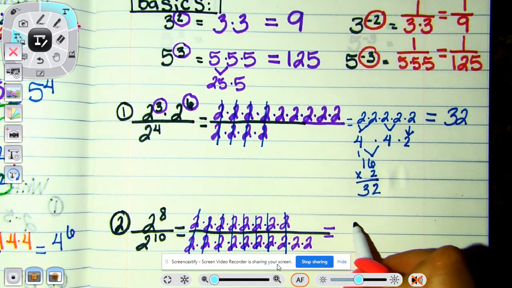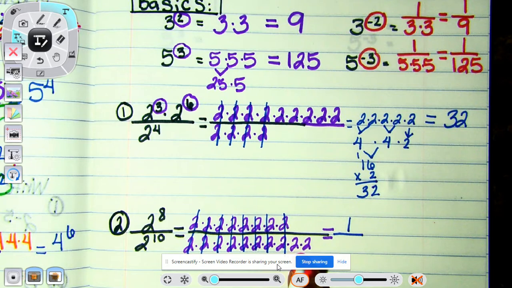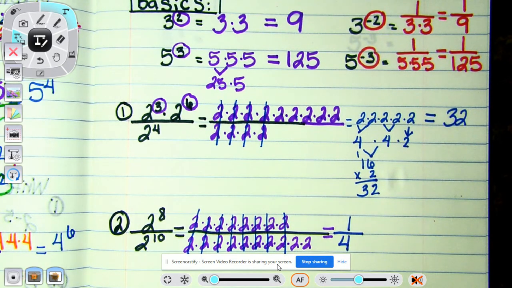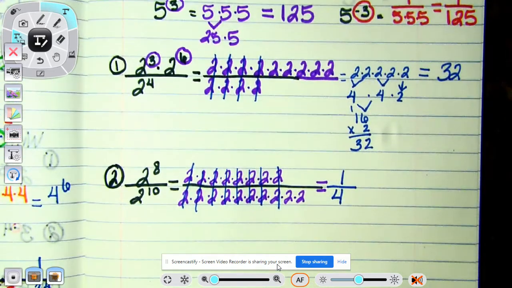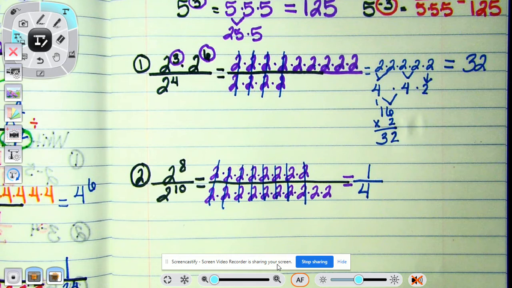Oh, I have nothing on the top, so that's 1 over. Now my 2's are on the bottom. 2 times 2 is 4. So we have a fraction 1/4. Again, that means dividing because they're left on the bottom, so we're going to leave them where they're at. No negatives, don't change anything.